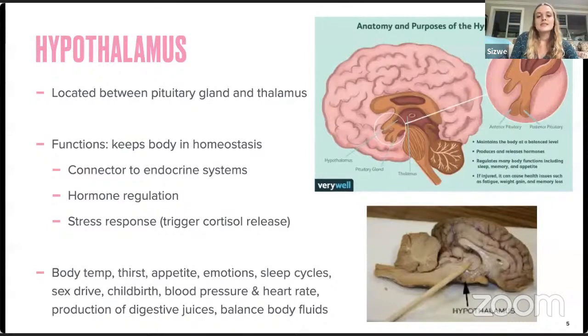The hypothalamus is also involved in stress responses because it can trigger cortisol release. Now, cortisol we spoke about yesterday, actually, and cortisol is what is released into our body when we are stressed. I mentioned the book, The Body Keeps the Score. What that basically speaks about is the fact that when we release cortisol, it is very, very hard for our body to once again break it down.